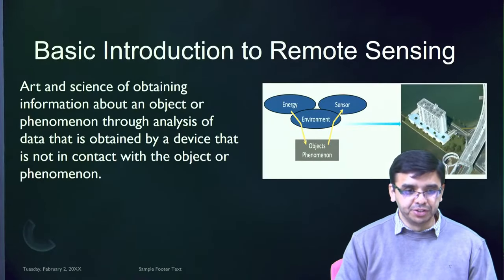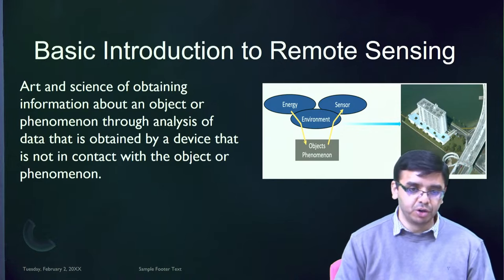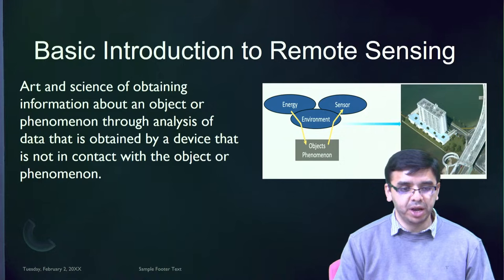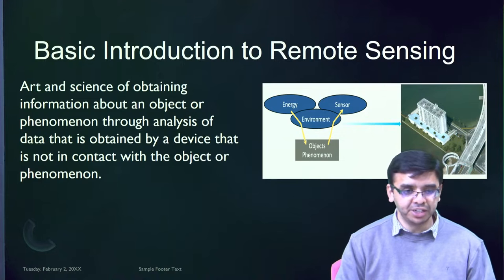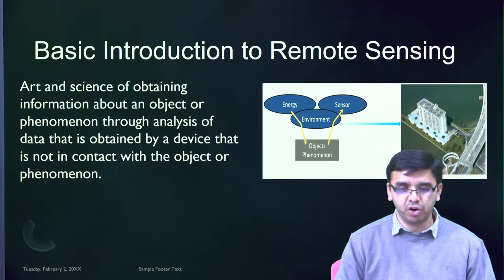So, what is remote sensing? I think you must be familiar with these terms, but for the people who are not, I will just introduce the basics of remote sensing. The textbook definition says it is the art and science of obtaining information about an object or phenomena through analysis of data obtained by a device that is not in contact with the object or phenomena, right?